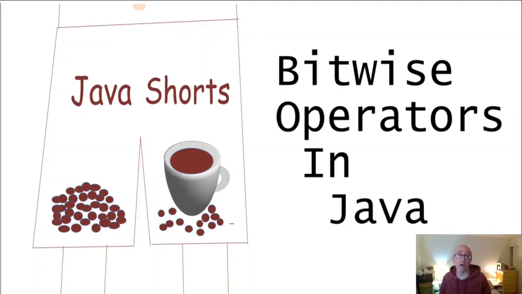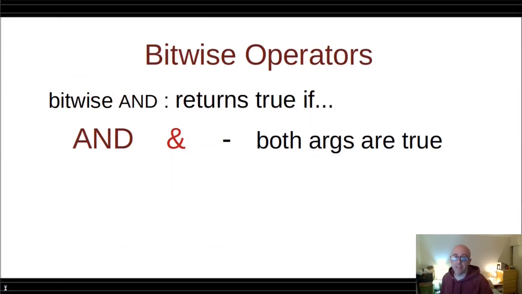Today's topic, Bitwise Operators and how they work in Java. Here we go, Bitwise Operators. So there are 4 of these. We're going to look at the first 3 first, and the first of those 3 is Bitwise AND.